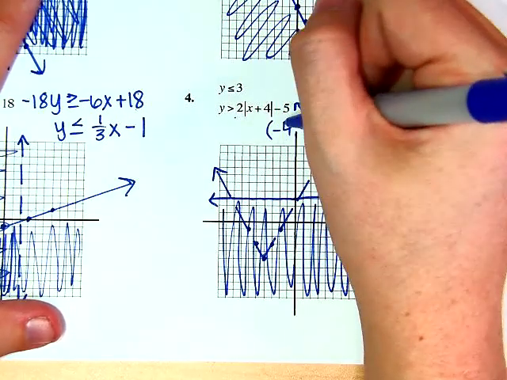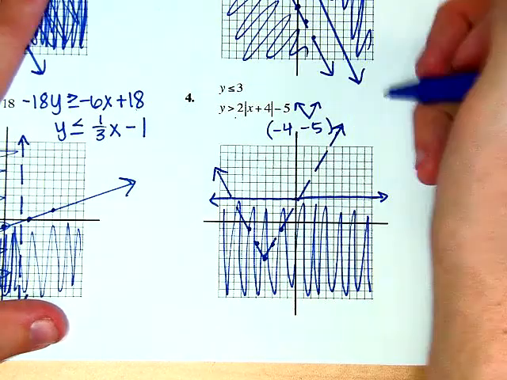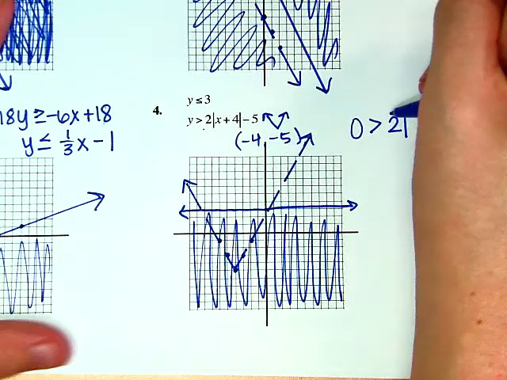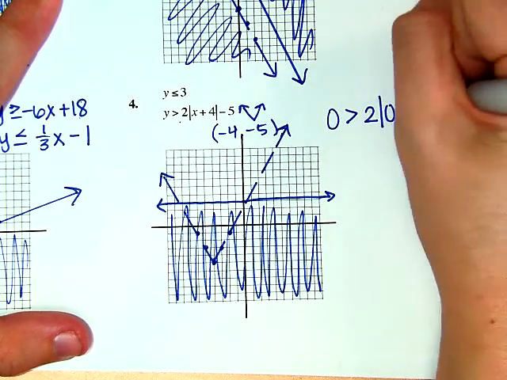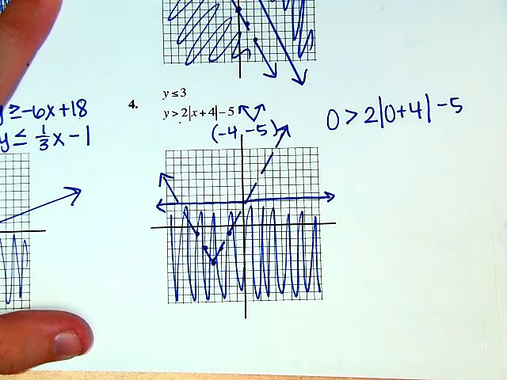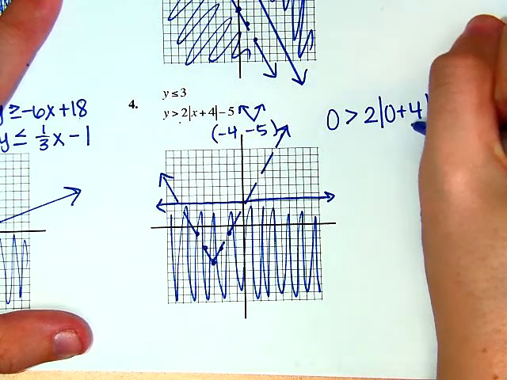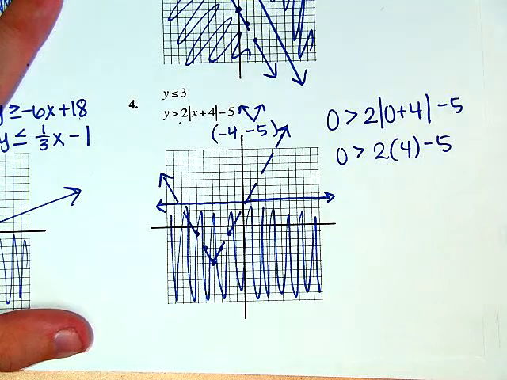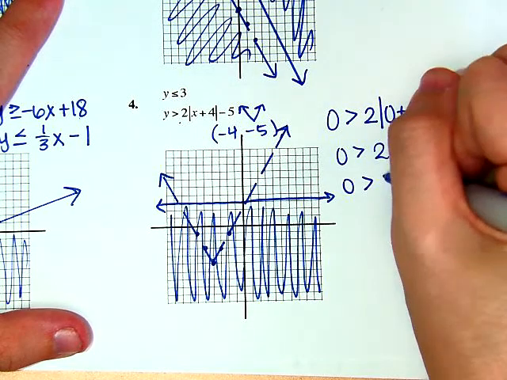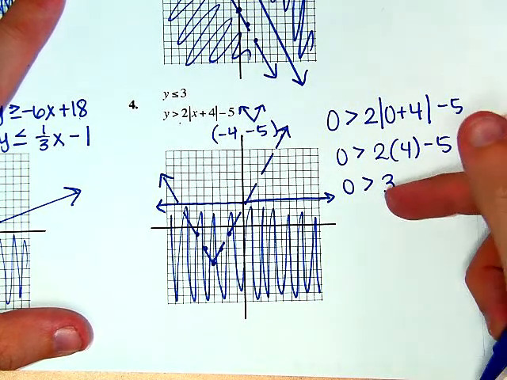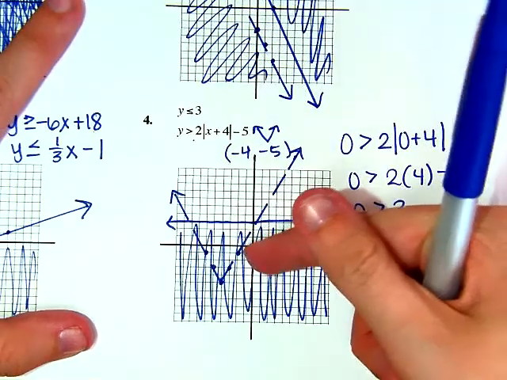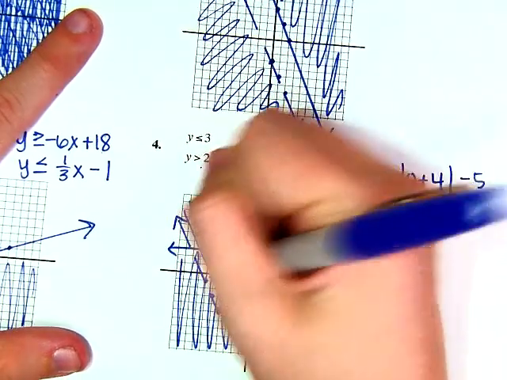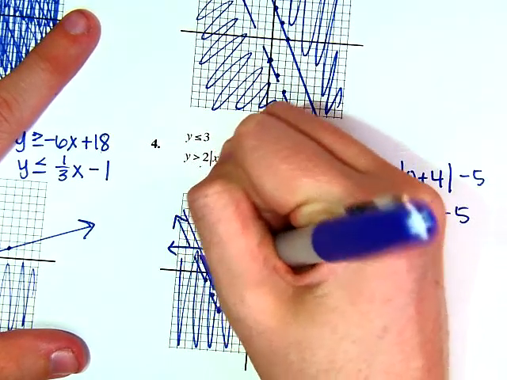And for my greater than, I'm going to plug in 0, 0. So I got 0 greater than 2 times the absolute value of 0 plus 4, minus 5. So when I solve that, I got 4, 2 times 4 minus 5. 0 greater than 3? 8 minus 5 gives me 3. 0 greater than 3? No. So right here is 0, 0, so that means I'm shading on the inside. So my double shaded area is like this little triangle in here.